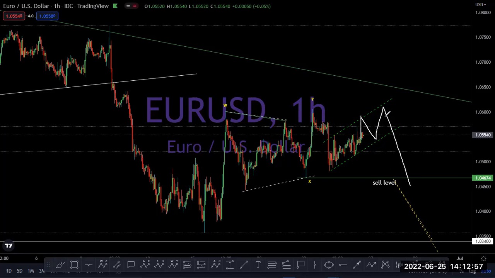Then if we get this type of move again, then once the price breaks this channel, we can sell from here and get a lower move. So I'm still expecting the sell until here is broken. Then I will begin to buy.